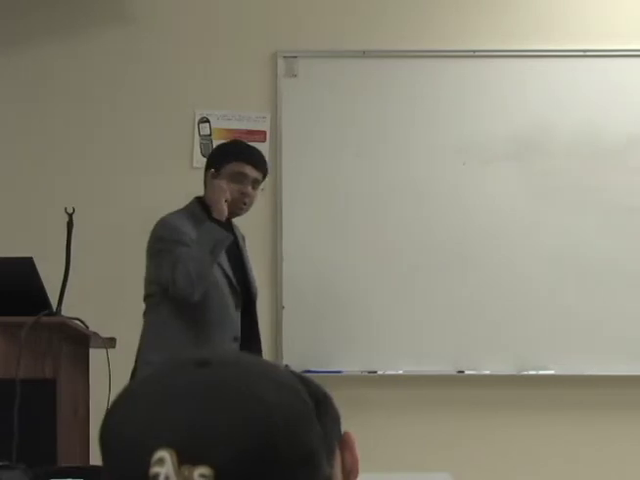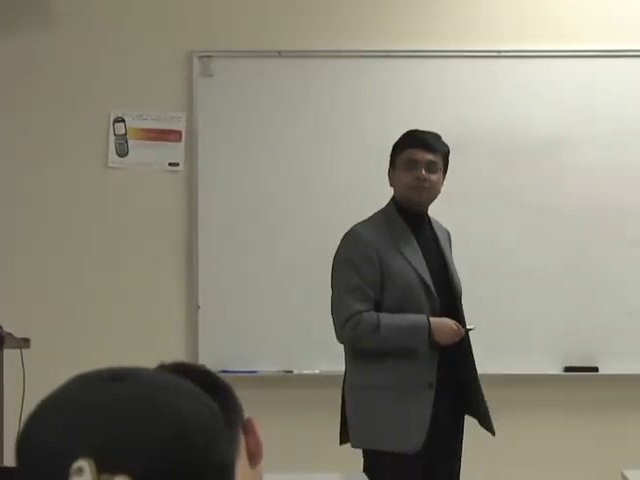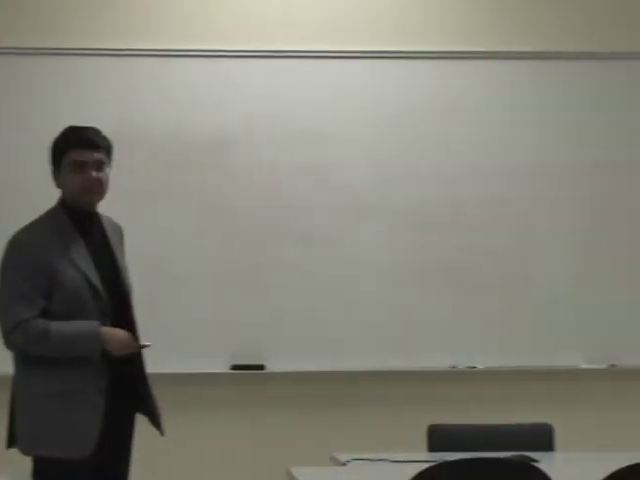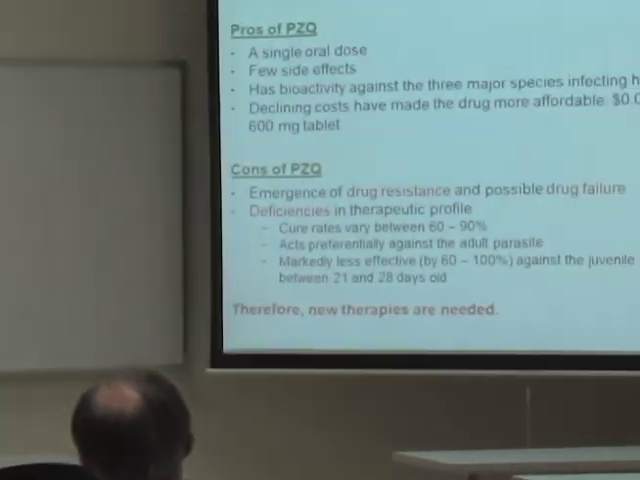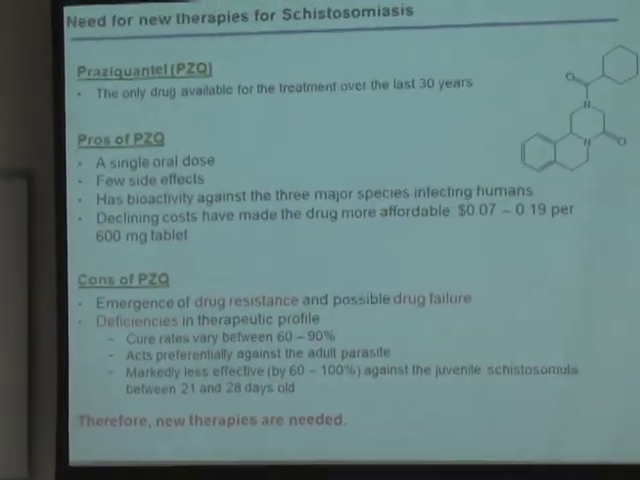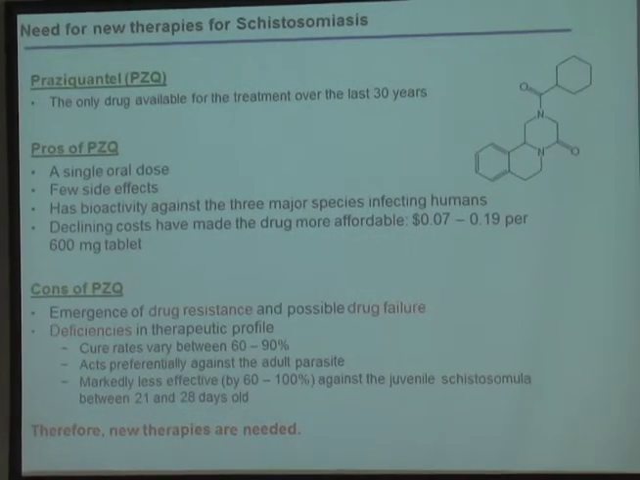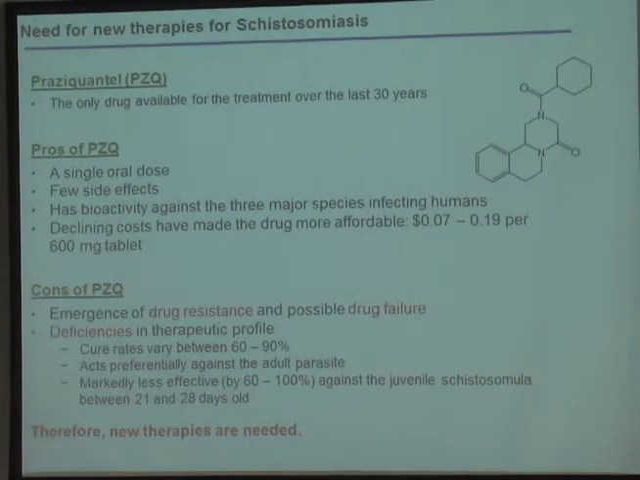So there is actually one drug which works against this disease. Now this drug has been around for 30 years. It's called Praziquantel. It's a very good drug. You can give a single oral dose, it has few side effects, has bioactivity against all 3 species of the parasite which cause the disease, and basically the drug is quite affordable. The problem is that if you have a big disease which is spread all over the planet, has millions of people afflicted, and you have only one drug against it, sooner or later you would start seeing drug resistance.